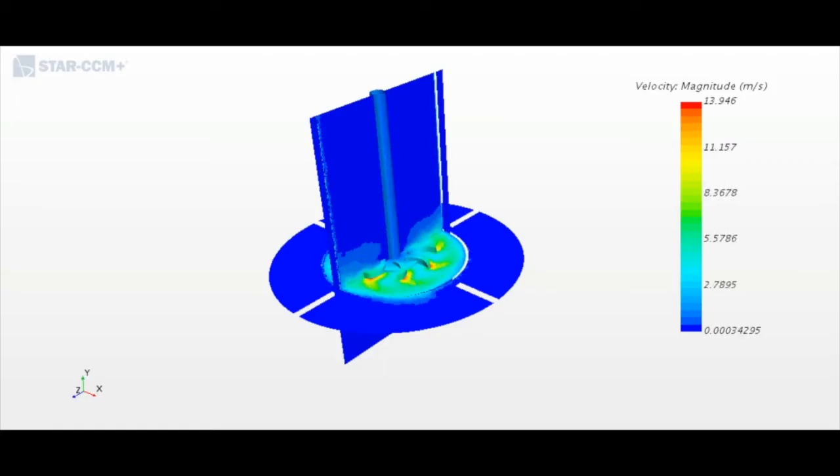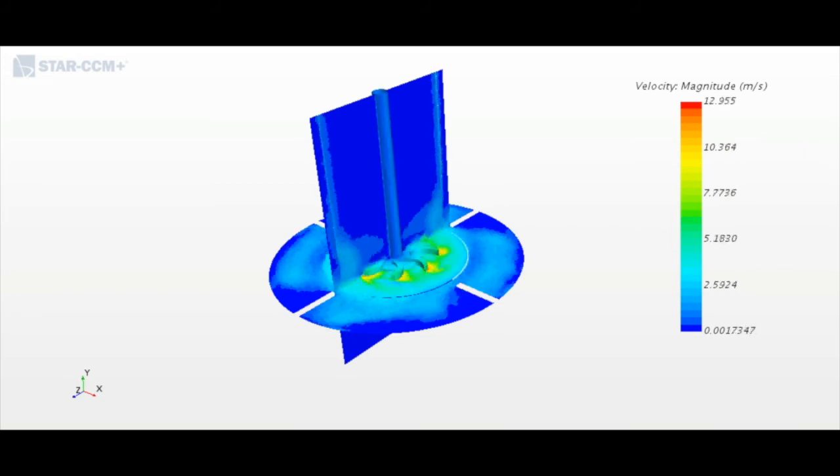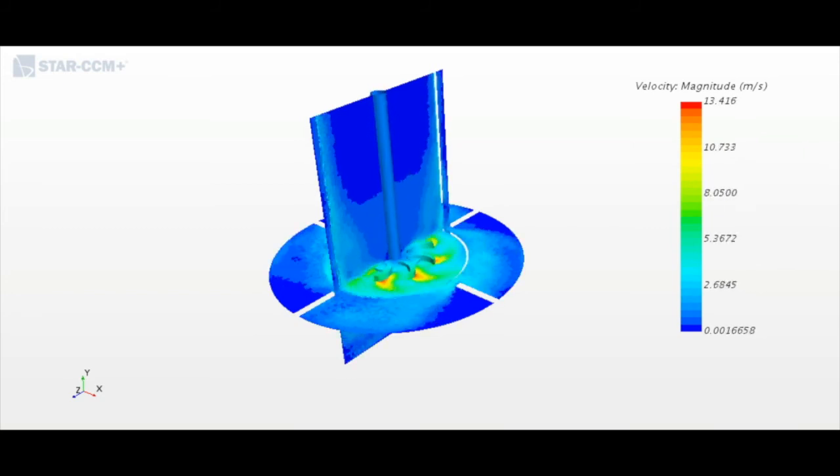And here, in this animation, the fluid begins to move through the entire tank as the impeller begins to rotate, and also shows a better degree of mixture in comparison to the Rushton impeller.